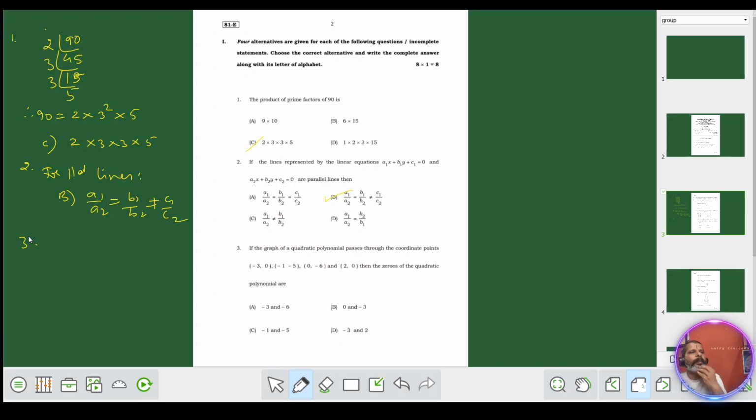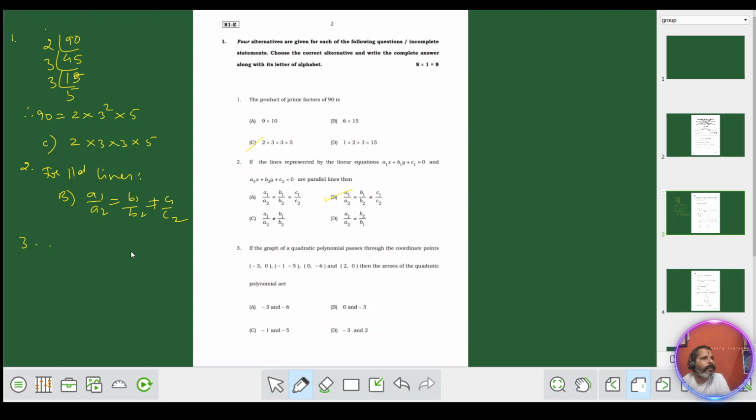If the graph of the quadratic polynomial passes through the points minus 3, 0; minus 1, 5; 0, minus 6; 2, 0, what are the zeros? You should remember, when a graph is given with the x-axis and y-axis, you answer with the x coordinate where the graph intersects the x-axis. Similarly, you pick the x coordinates from the given points, they are the zeros. It's not necessary that they give all x coordinates as answers. They have given only a few of them, so you have to be cautious while picking the answer.